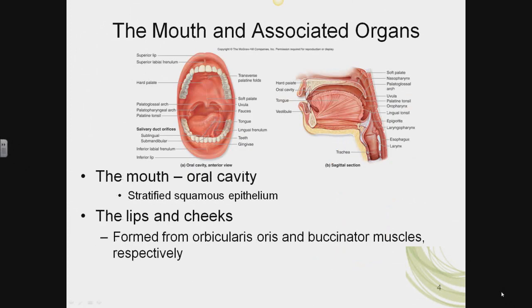Let's take a quick review of the mouth. Let's first address the lips and the cheeks.